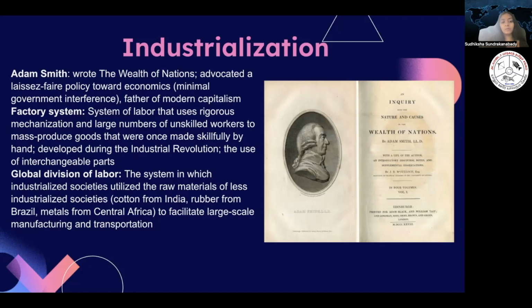And then lastly, you have the global division of power. This was a system in which industrial societies obtained raw materials from less industrial societies, like cotton from India, rubber from Brazil, and metals from Africa, to facilitate large scale manufacturing, transportation, and overall expand their trade network to facilitate both exports and imports at the same time.